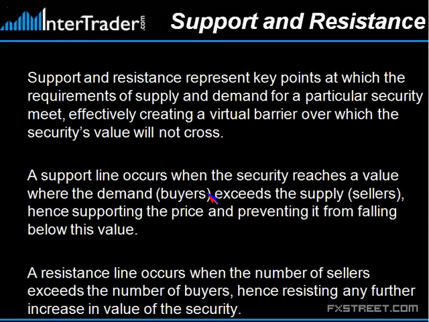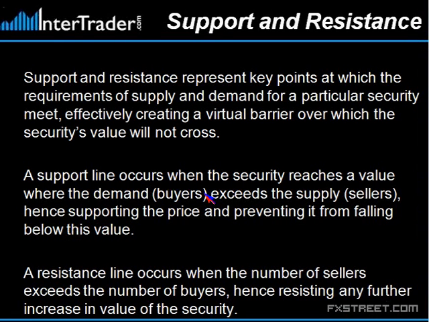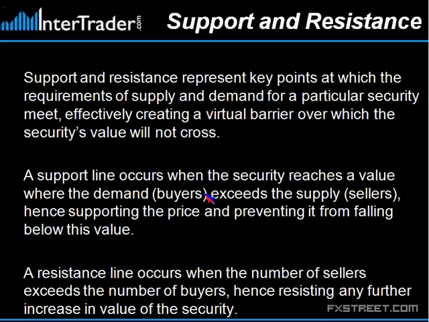So support and resistance. Now, support and resistance are pretty much key when we talk about any kind of trading. It doesn't matter if it's a commodity, indices, or an individual equity. At some point, there will be points that correspond to support and resistance. And this all ties into supply and demand.